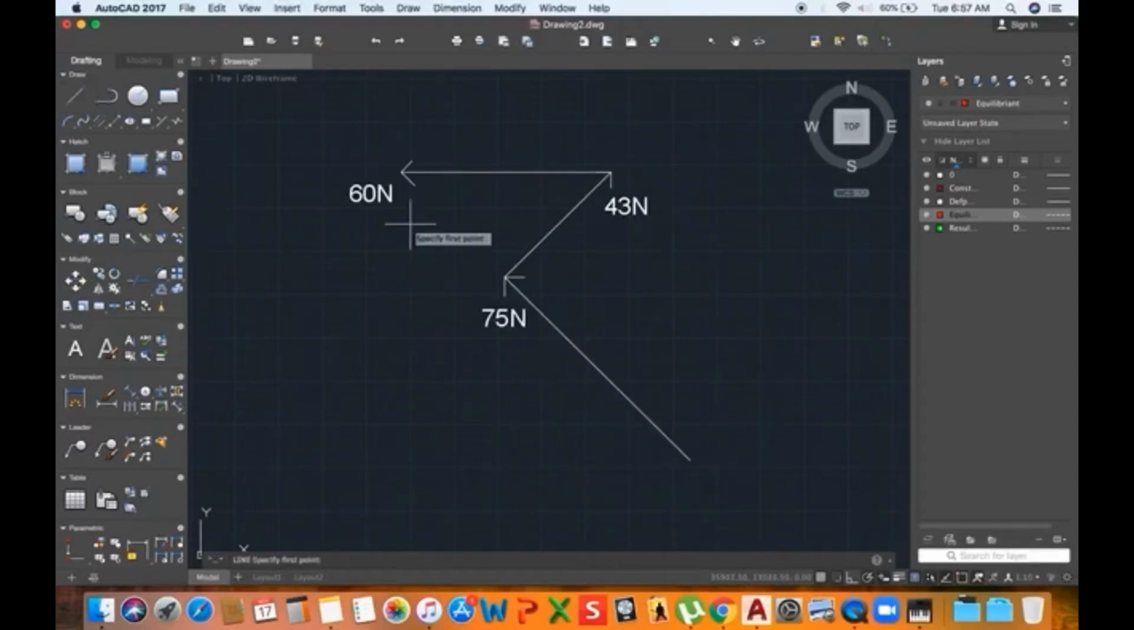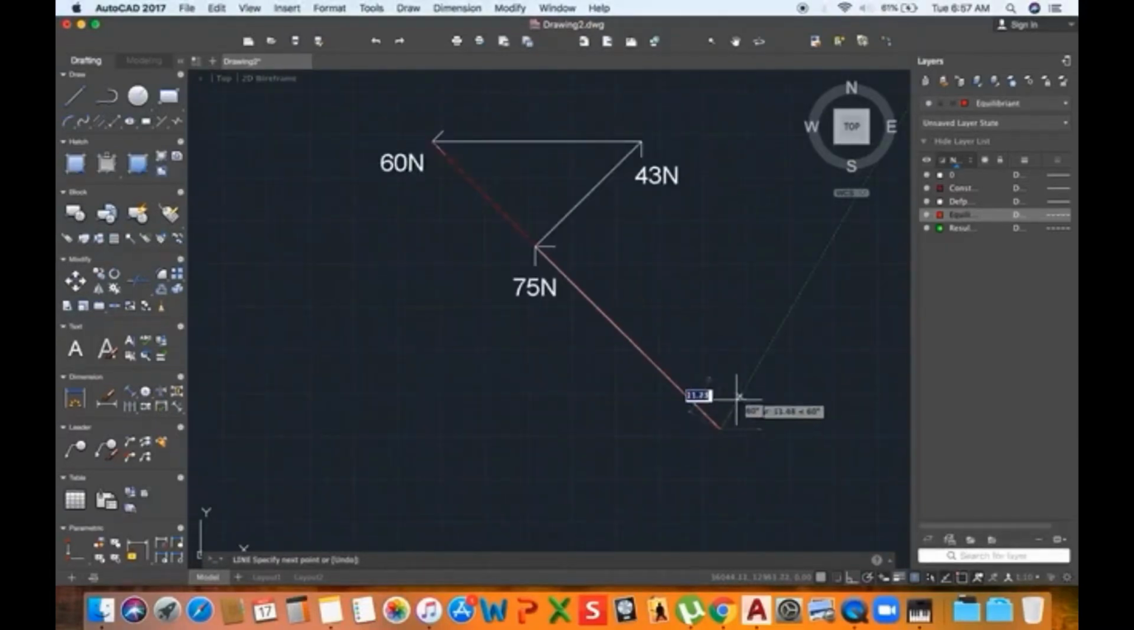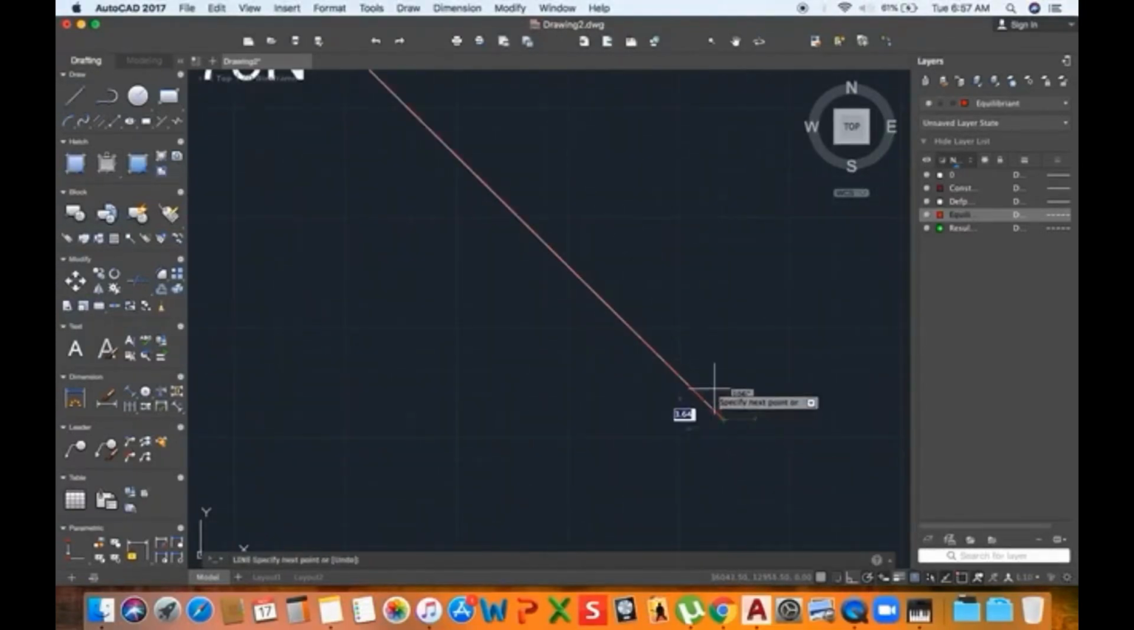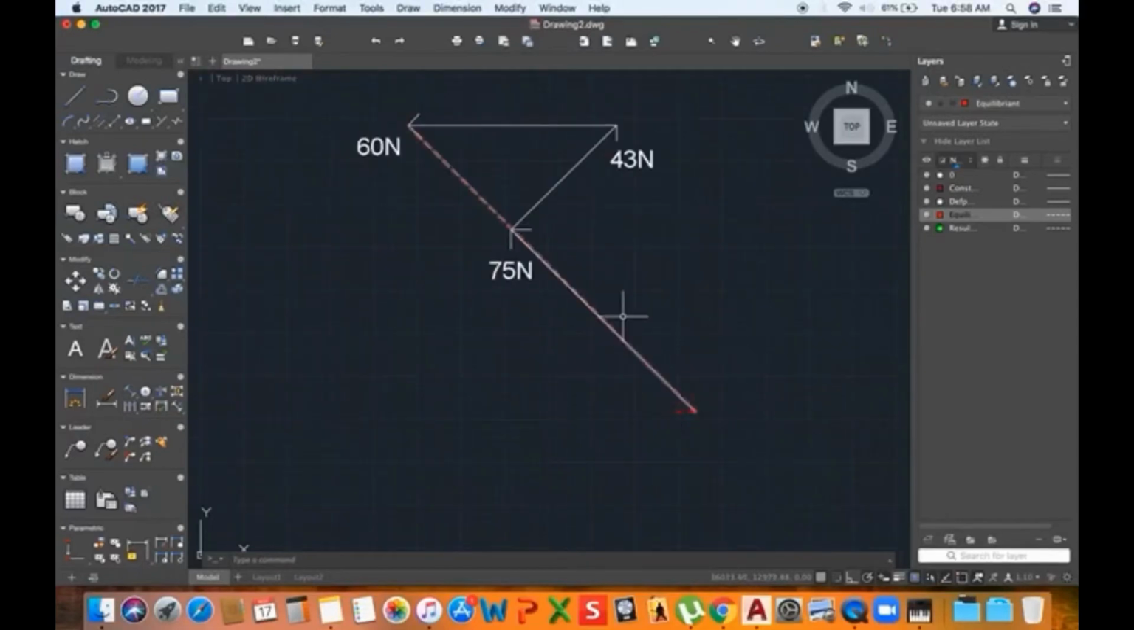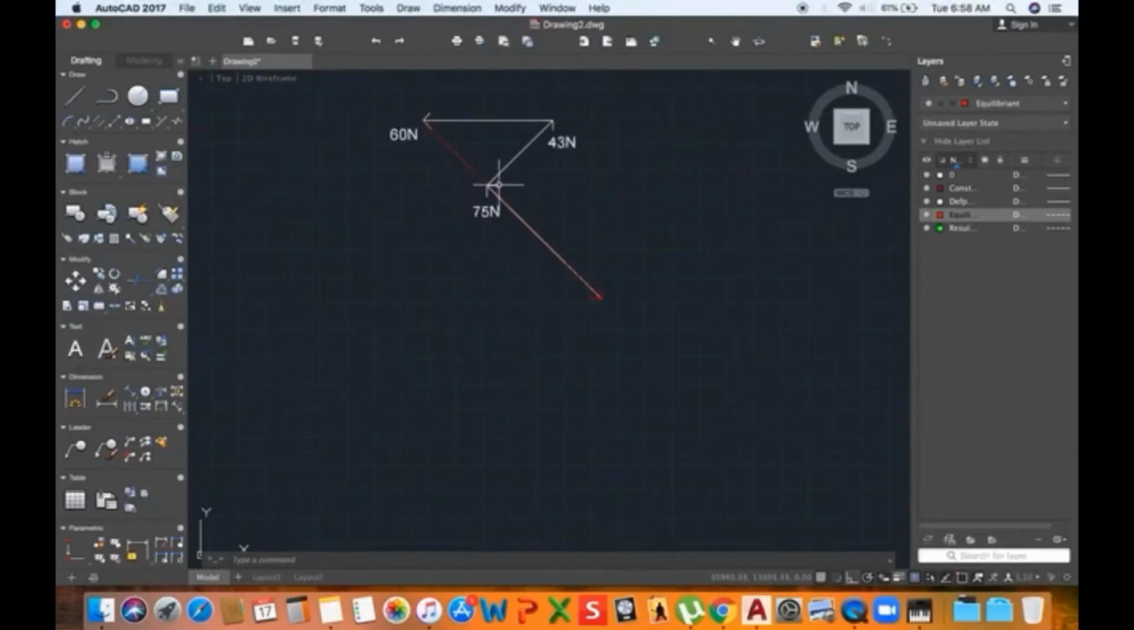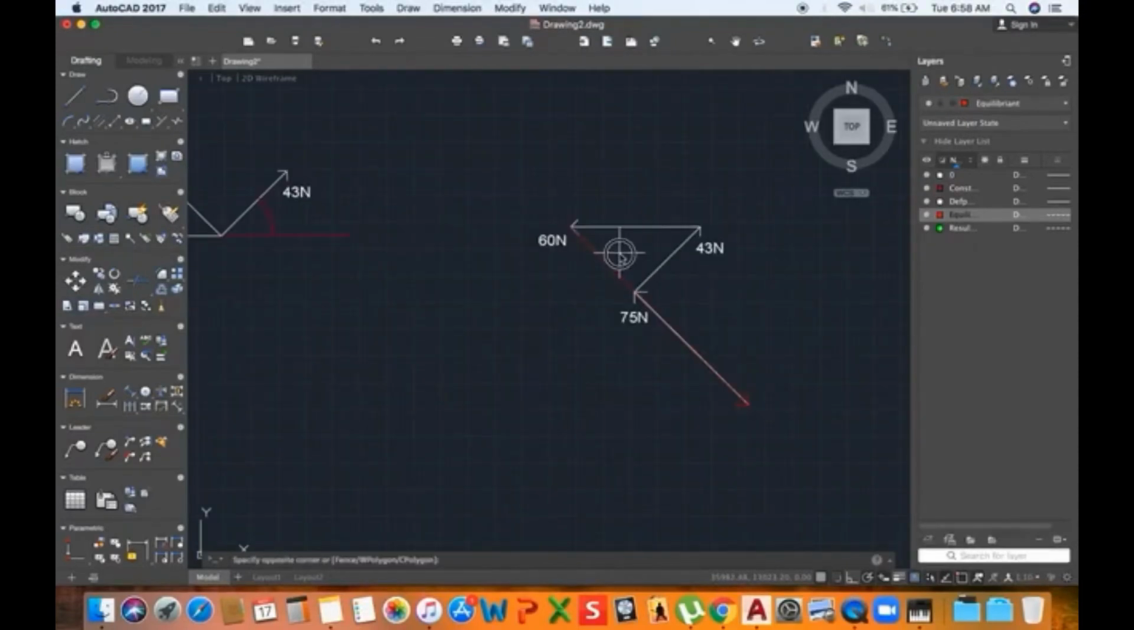Once we connect this last point now to the initial point that we started with, that will give you our equilibriant, and the direction will be based on the last point, meaning this will be the starting point of the equilibriant and the ending point. Thus, this is the direction.